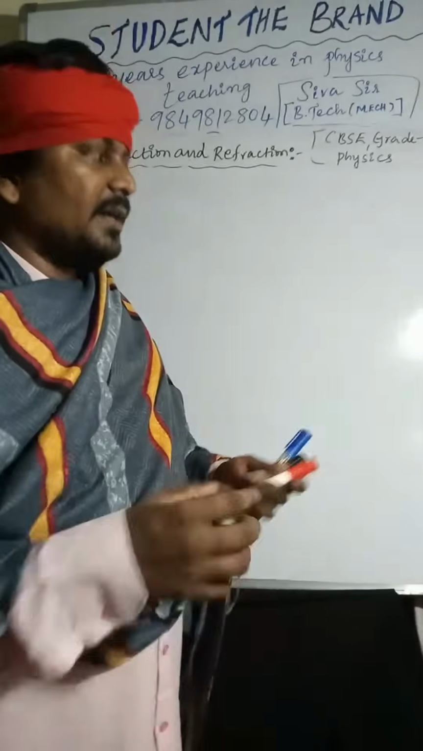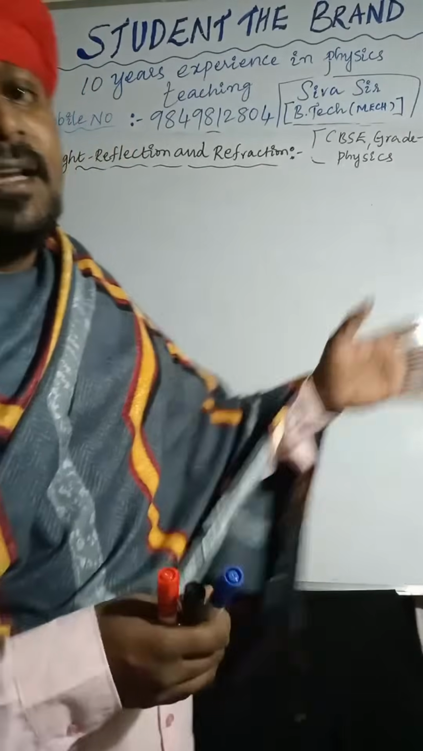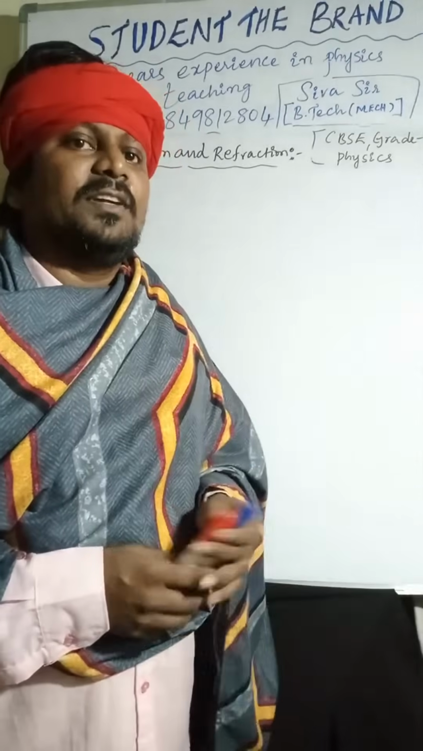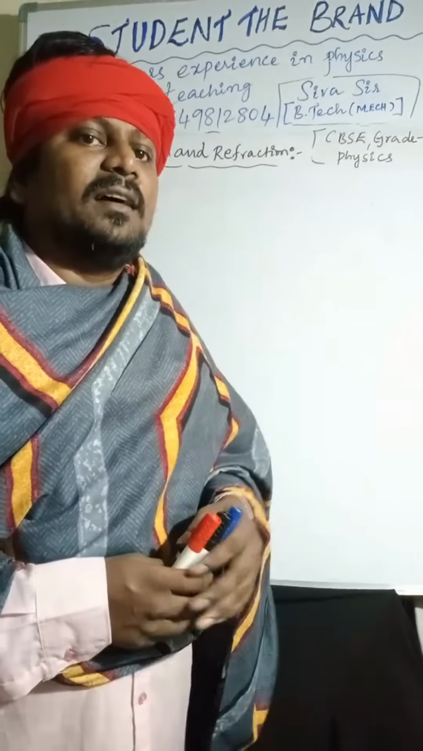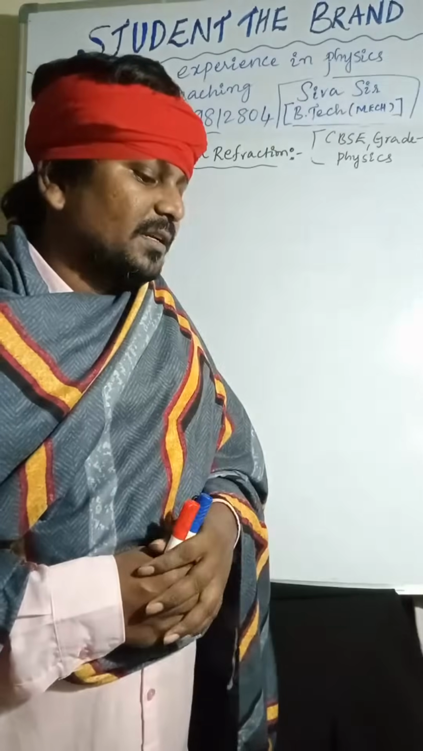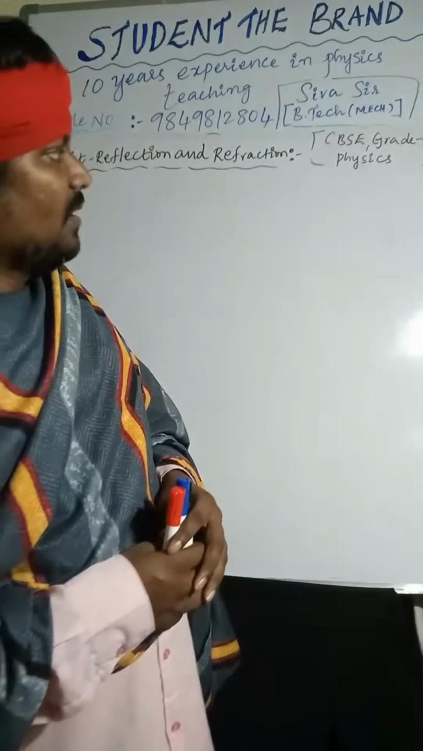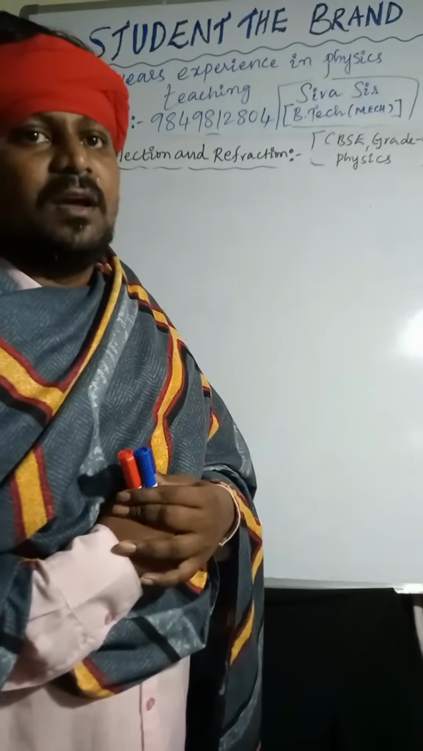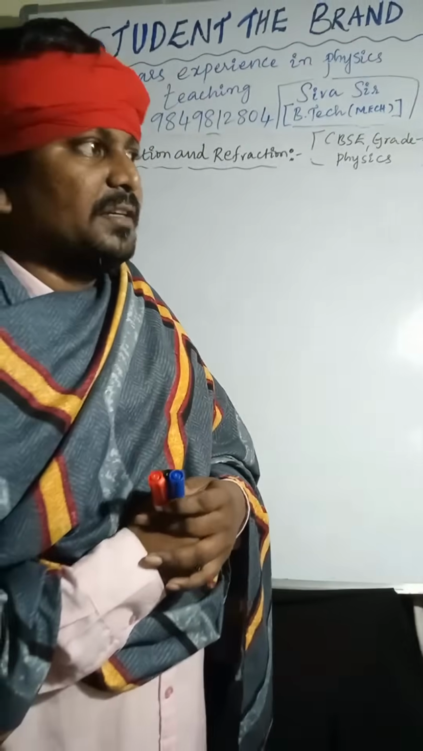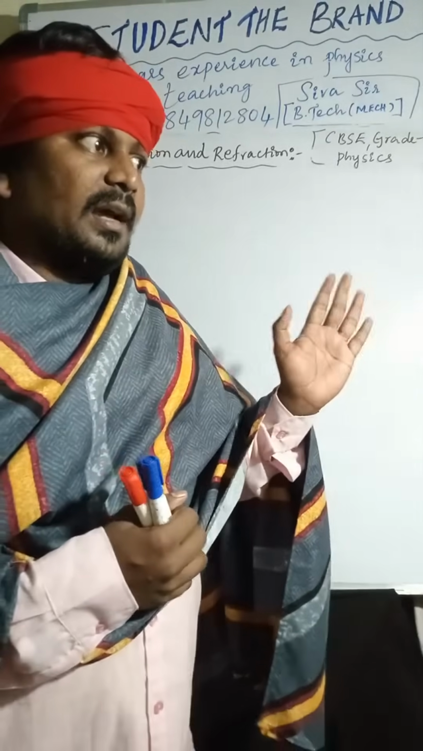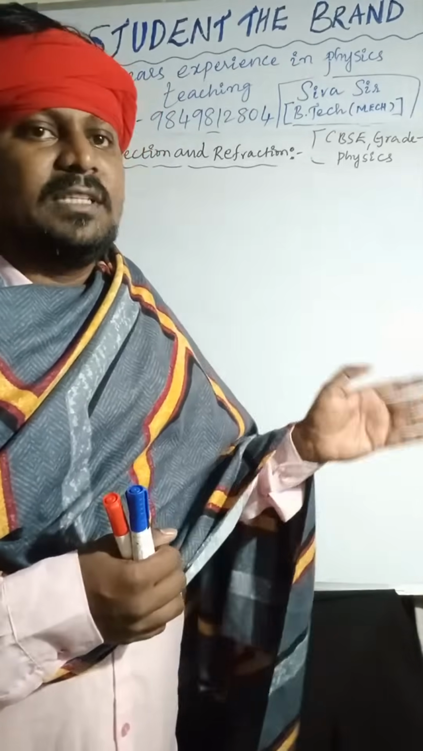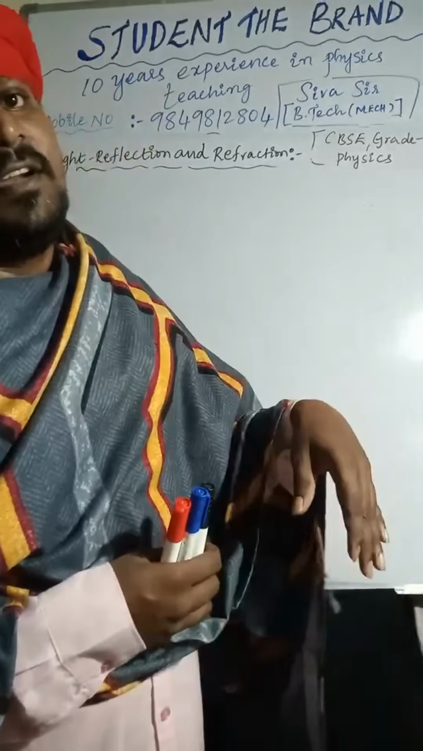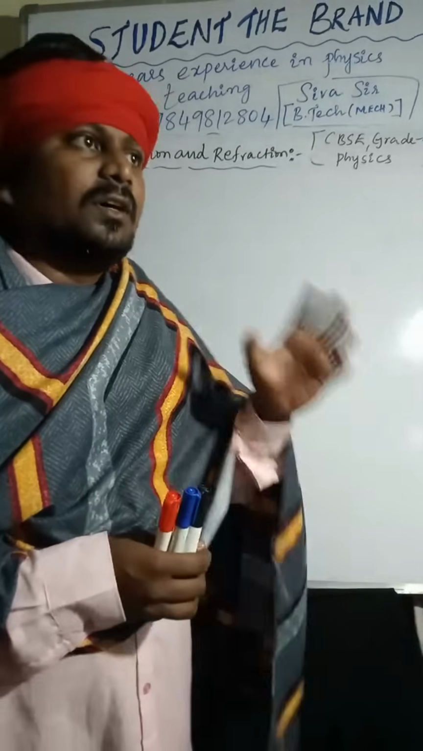The angle between the incident ray and the normal line is called the angle of incidence. The angle between the reflected ray and the normal line is called the angle of reflection. The angle between the reflected ray and the undeviated line is called the angle of deviation. So these are the angles.